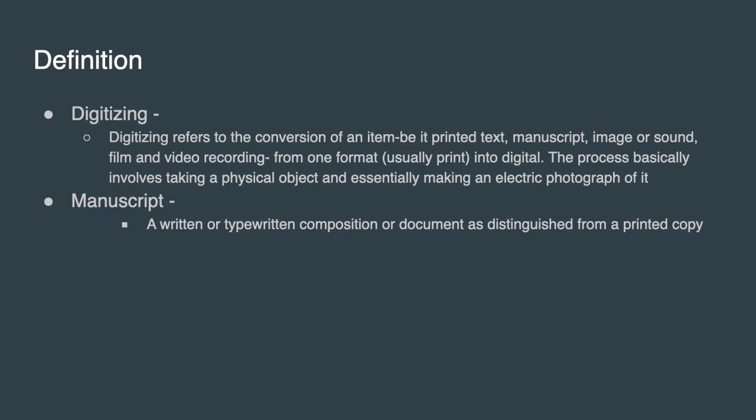Digitizing refers to the conversion of an item, be it a printed text, manuscript, image or sound, film, or video recording, from one format, which is usually print, into a digital format. This process is basically involving taking a physical object and making an electric photograph of it.